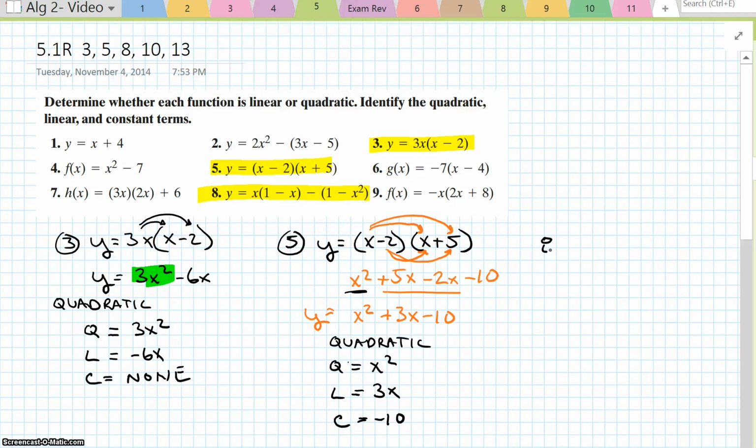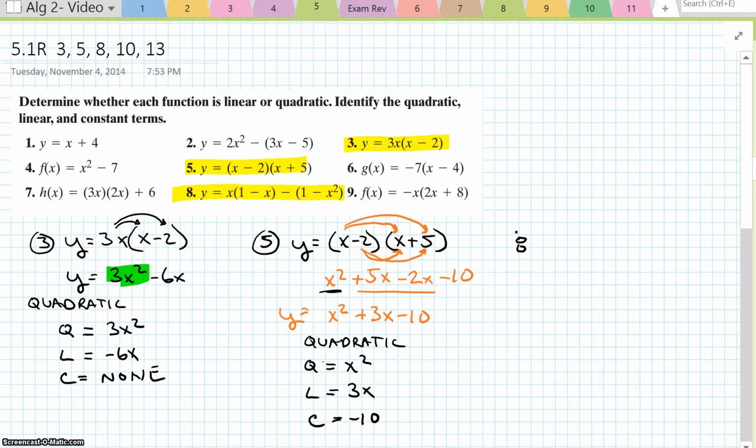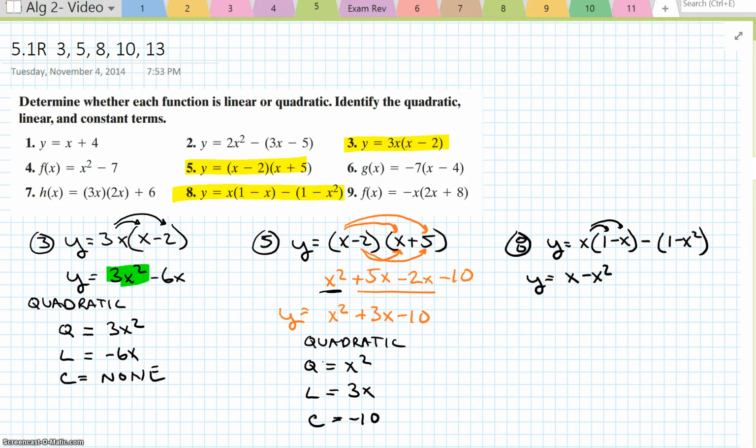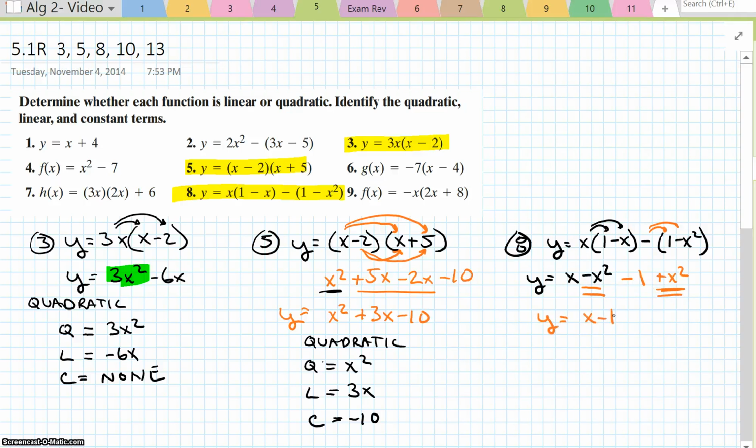Okay, number 8. Y equals x times 1 minus x minus, in parentheses, 1 minus x squared. So let's distribute. So this is going to be y equals, we're going to distribute the x. So it's going to be x minus x squared. Now we're going to have to distribute that negative sign. Minus 1 plus x squared. Some like terms, so the x squareds cancel. So it's just going to be y equals x minus 1.